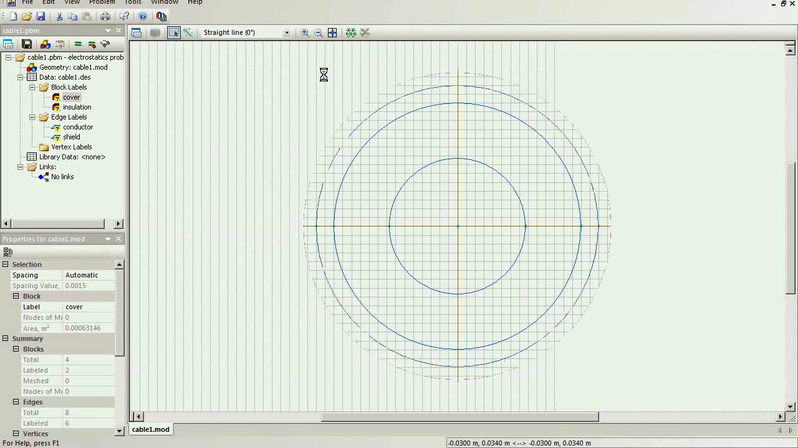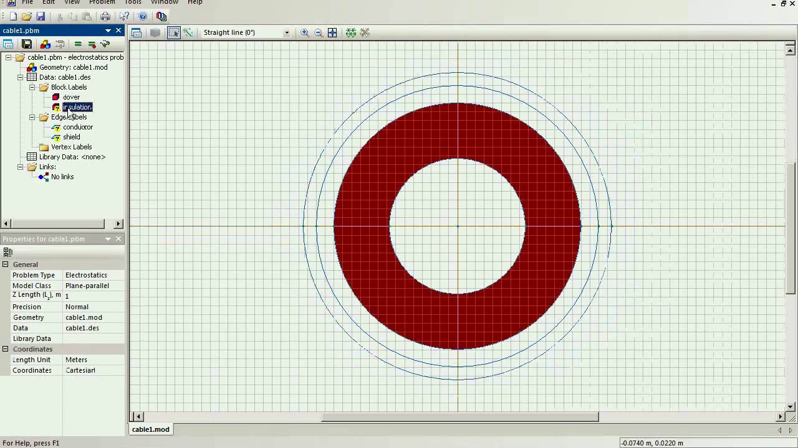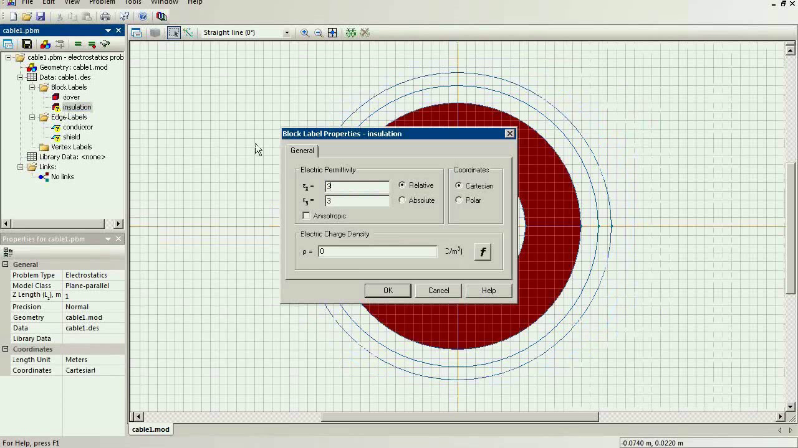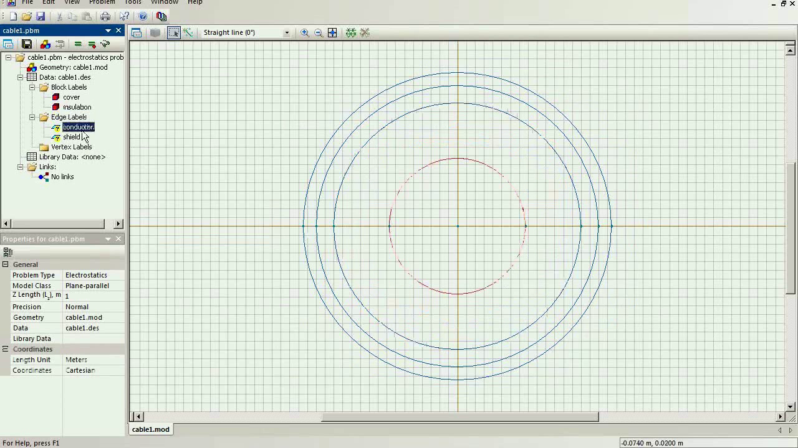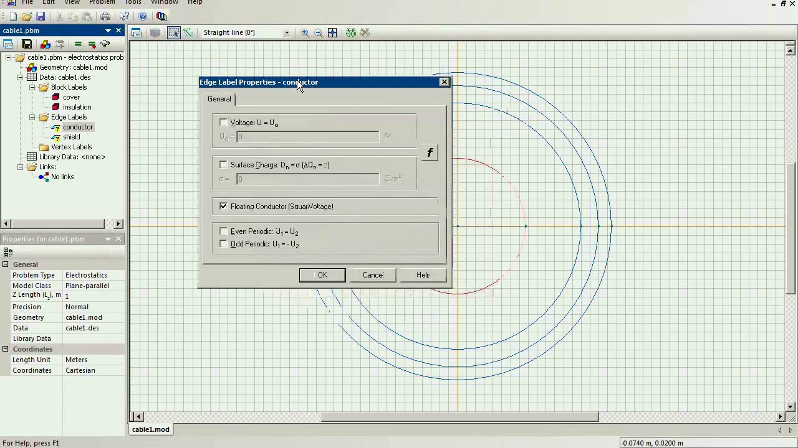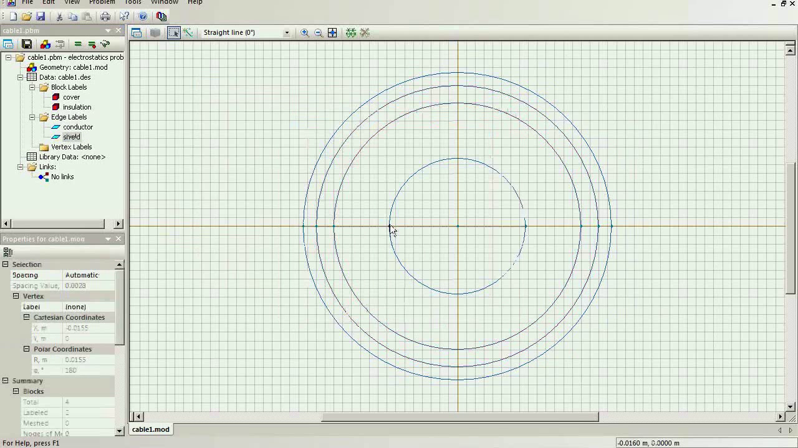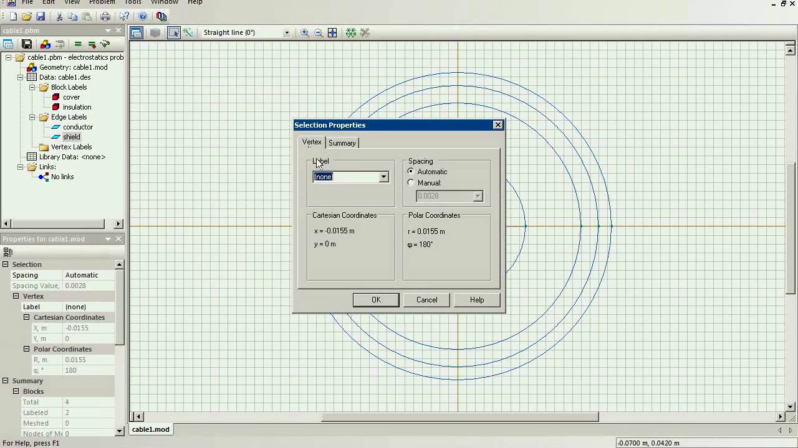The next step is to assign physical properties to each geometric object. For the cover, I specify the electric permittivity of the material. For the insulation, the electric permittivity of the insulation. Now, this is the conductor. So I mark the conductor as a floating conductor. Shield has zero potential.